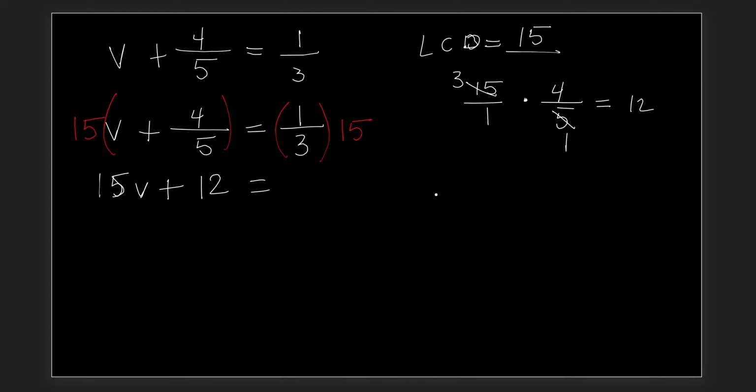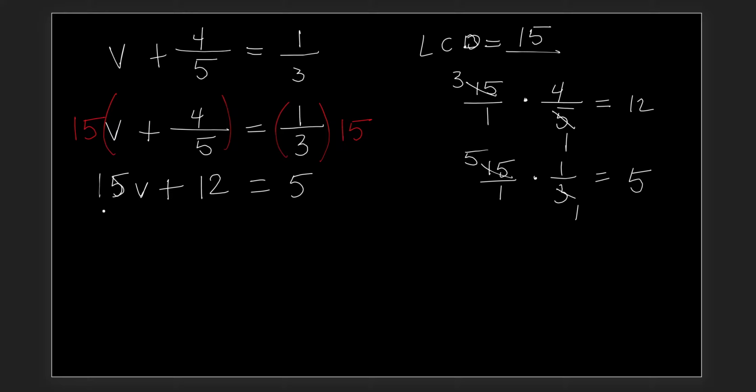Equals, and now we're looking at 15 times 1/3, which you might be able to see what that would be already. It's basically 15 over 3, or you can cross cancel and see that would be 5. So that gets replaced by 5. Now you have an equation with no fractions. Much better. So again, we're trying to solve for v.